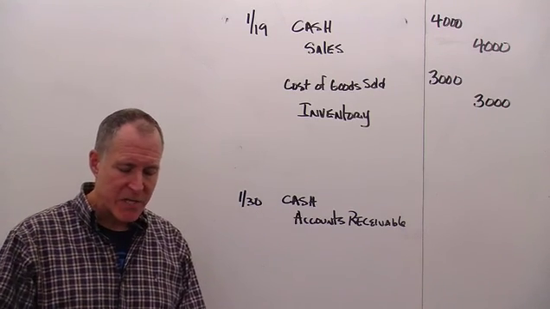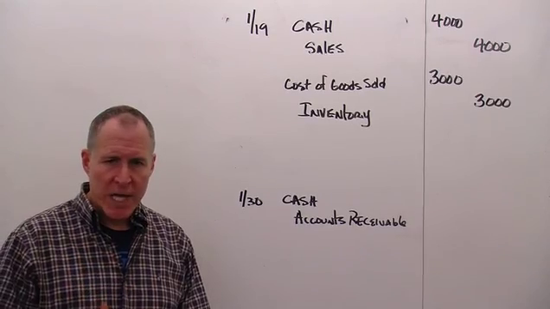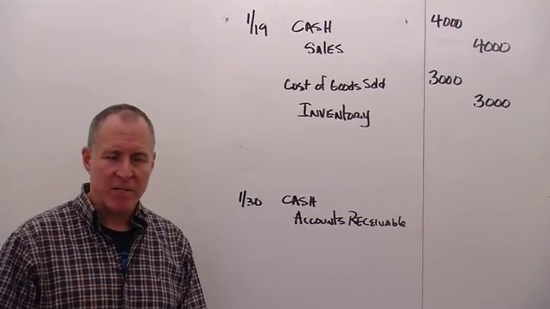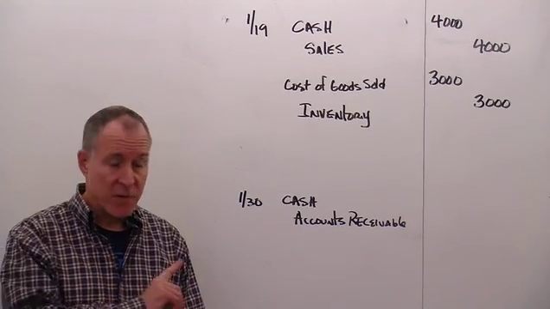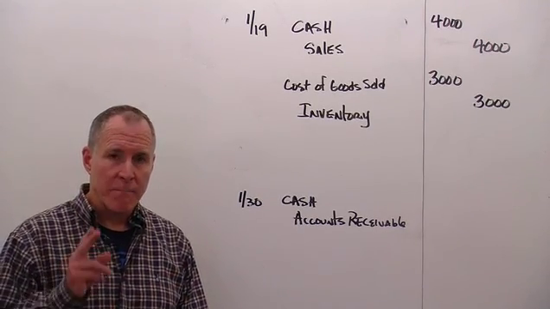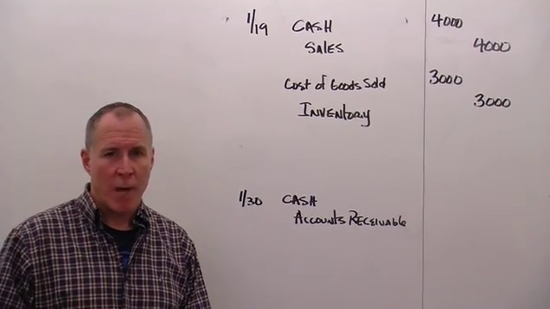All right, so that is the problem dealing with journal entries. There are two things in this chapter that you must be able to do. Number one are journal entries, and these are the journal entries you need to do. Number two are going to be some calculations, and that's the next problem we're going to take a look at.